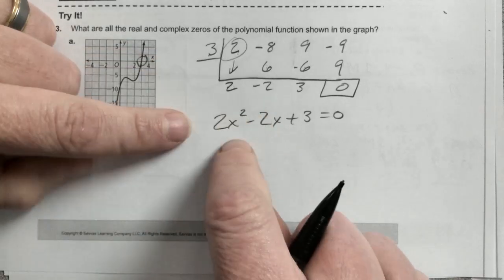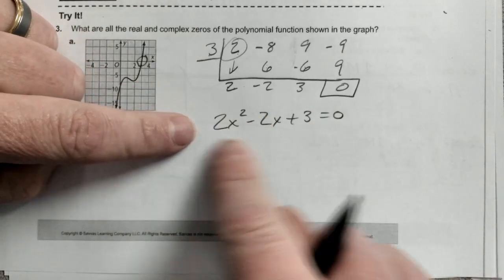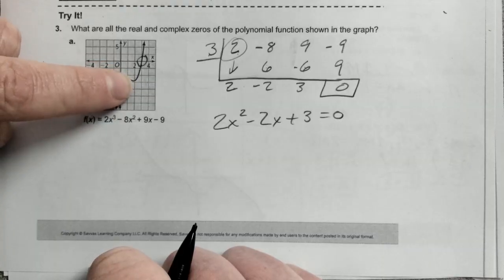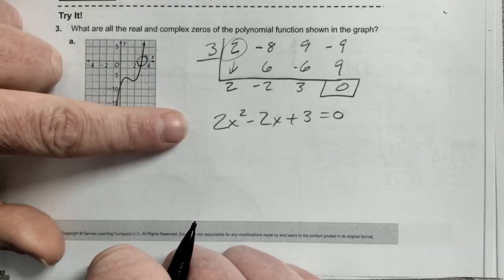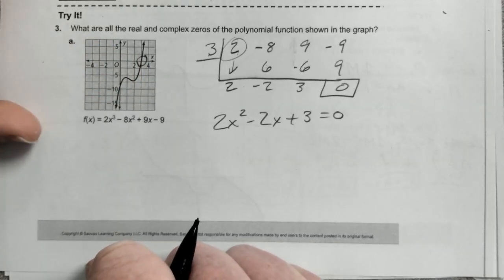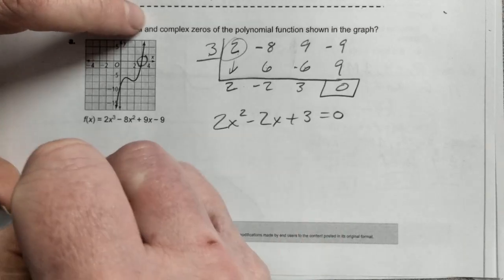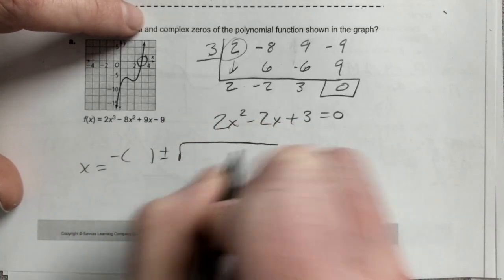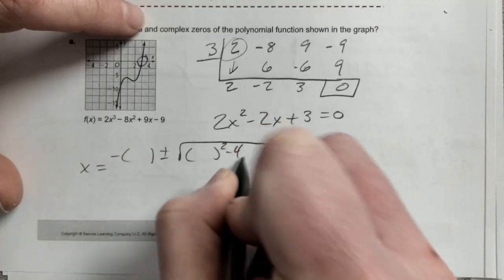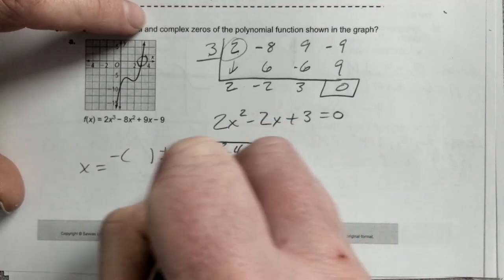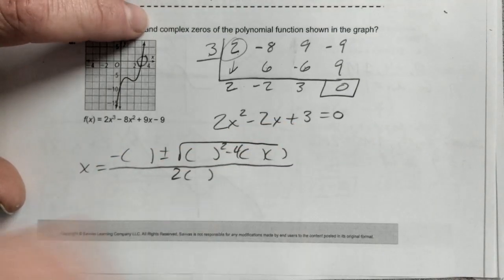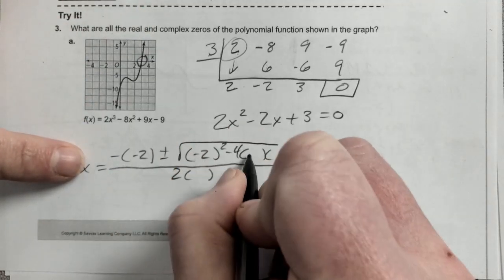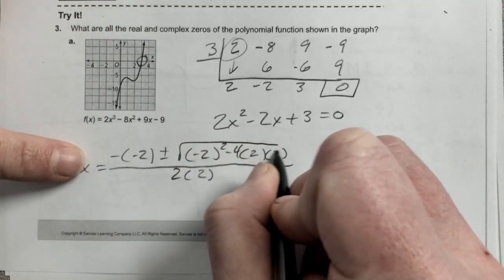Alright, now we have to solve this, and I can tell you, just by looking at that graph, it turns twice before touching that x-axis, so those are going to be complex, so we're going to use the quadratic formula. X equals negative b plus or minus the square root of b squared minus 4ac all over 2a. B here is negative 2, a is positive 2, and c is 3.